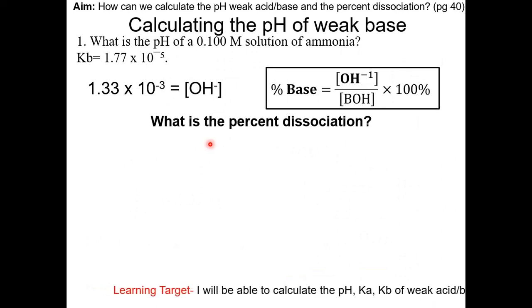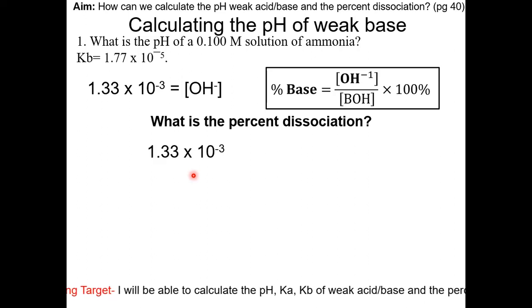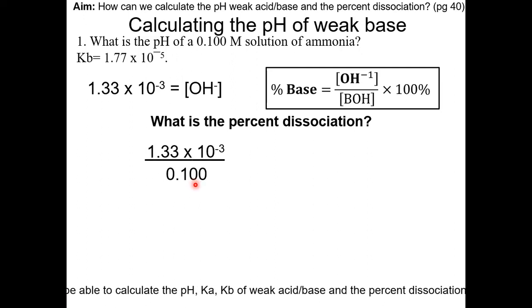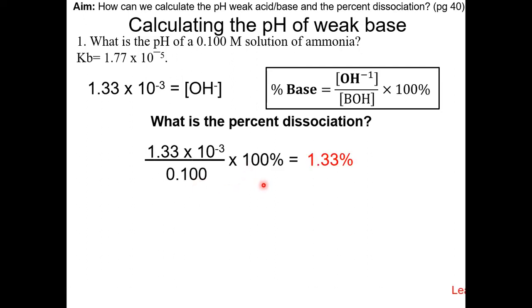So what is the percent dissociation of 0.1 molar of ammonia? We know the hydroxide ion concentration is 1.33 times 10 to the minus 3. The concentration of the base is 0.1, times 100% gives us 1.33% dissociation.